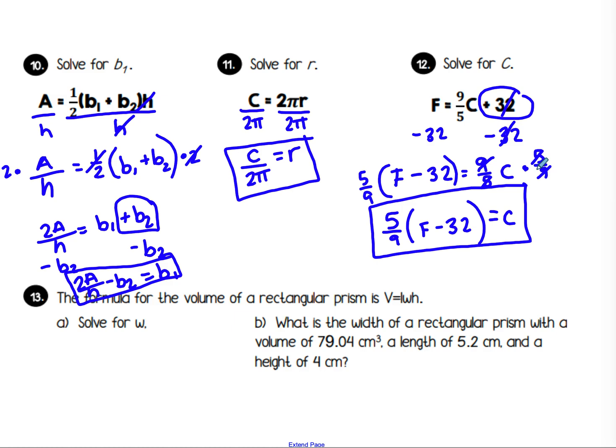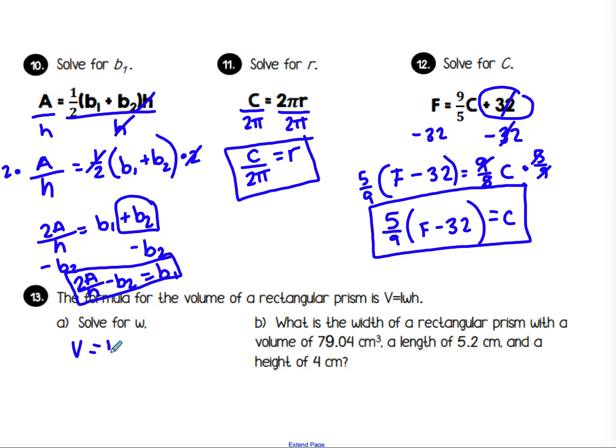All right, let's take a look at number 13. The formula for volume of a rectangular prism is volume equals length times width times height. A, solve for W, and then B, what is the width of a rectangular prism with a volume of 79 and 400 centimeters, a length of 5 2/10 centimeters, and a height of 4 centimeters. So they're kind of giving you a reason for doing our literal equation and solving for W, because we're going to have to solve for width in our story problem. All right, solve for W.